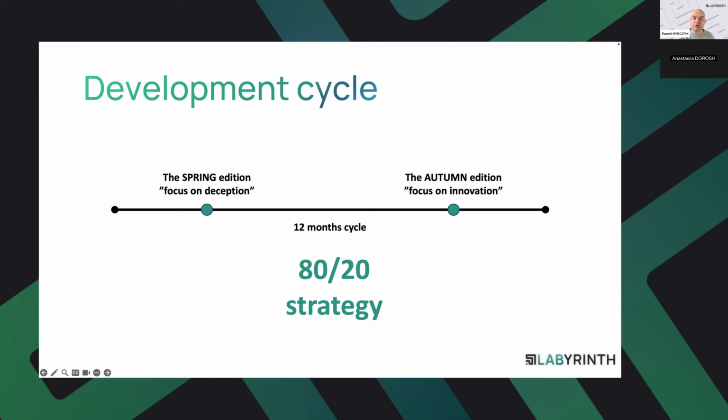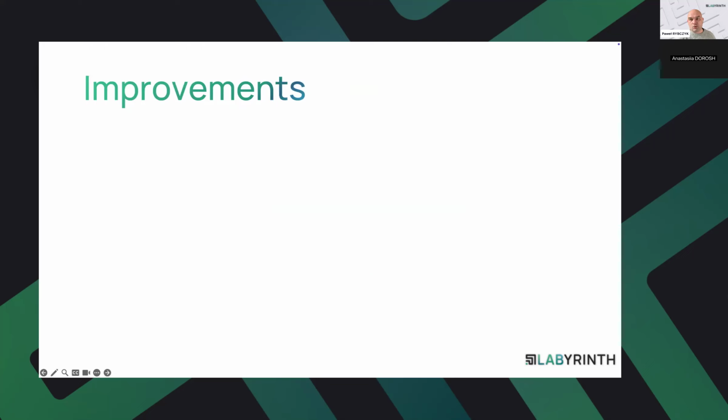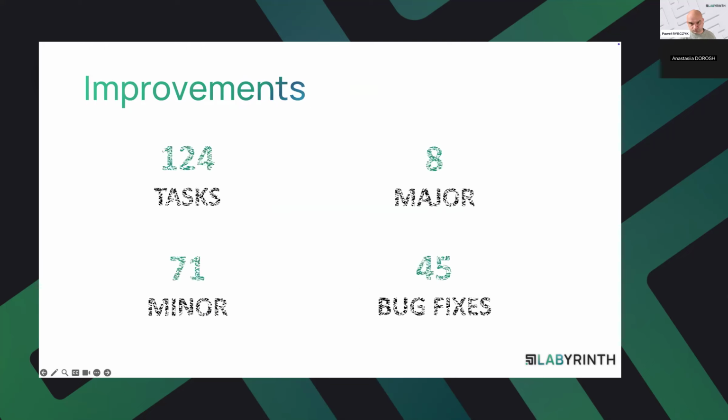With version 2.1, we are in the autumn edition, and the main innovative part of this edition is the SEEKER. When we speak about improvements and look at the numbers from our R&D team, that edition involved 224 tasks for the development team. Major new improvements, about 8, 71 minor improvements, and 45 bug fixes that we added to this release.